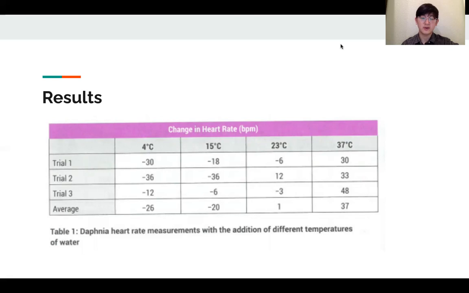At 4 degrees Celsius, there's a change of negative 26. At 15 degrees Celsius, there's a change of negative 20. At 23 degrees Celsius, which by the way is our initial temperature, there's a change of 1. And at 37 degrees Celsius, there's a change of 37. So as we can see, as the temperature goes up, our change in heart rate seems to positively increase. Whereas if we go in the other direction, the heart rate actually decreases.